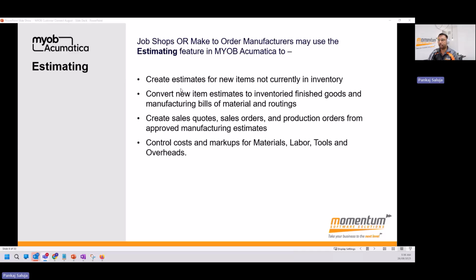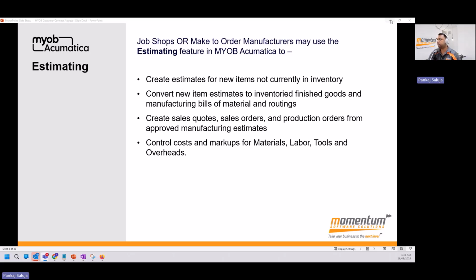So it helps you to create estimates for new items which are not currently in your inventory, and convert new item estimates to inventory, finished goods, and manufacturing bills of materials and routing. You can use this straight away from your opportunities and sales quotes, and then lead it to your production orders, and then you can control costs and markups of material, labor, tools, and overheads when you are doing the estimating.